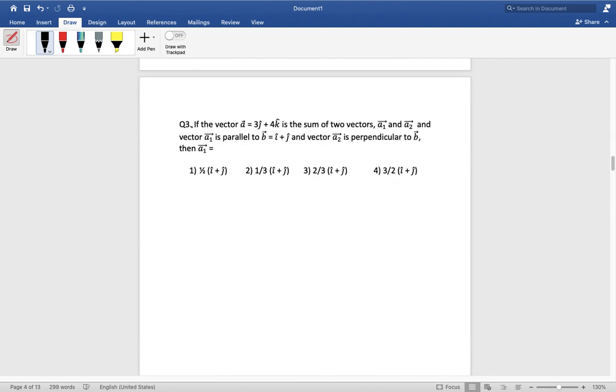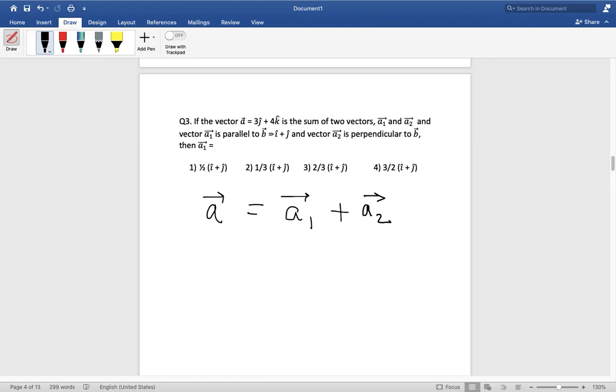The next problem. So this is a bit different. In this one, a vector 3j plus 4k is the sum of two vectors a1 and a2, and vector a1 is parallel to vector b, which is equal to i plus j, and vector a2 is perpendicular to b, then a1 is what? So this is also a kind of a tricky problem. Vector a is given as the sum of a1 plus a2, and a1 is given as parallel to b, and a2 is given as perpendicular to b. Now we have to find a1.